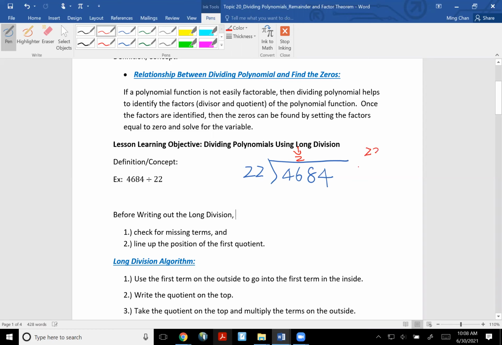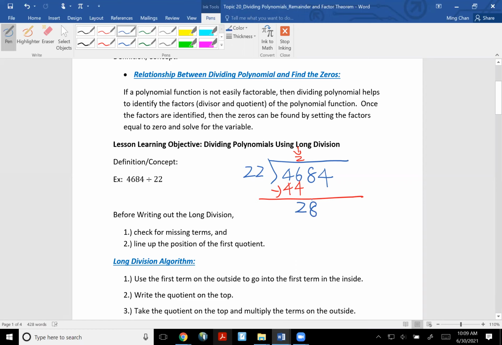A lot of times students are taught to take 22 times 1, 22 times 2, and see which number is closer to that 46. Nothing wrong with that, but this problem is easy enough that students know 22 times 2 is 44. So once you write the quotient, you multiply by the 22 to get the 44 down here. In long division, we subtract. 46 minus 44 is 2, and you bring down the 8.